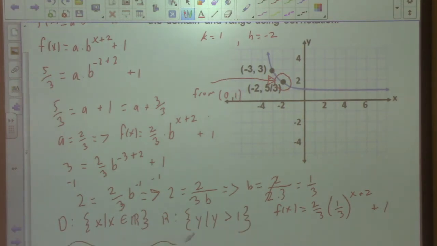Okay, so we got our domain and range, we have our function, we have things looking the way we want them, right? Okay, ready? Everybody ready to move on to number 7? Or number 8, excuse me. Number 8. Okay, number 8.